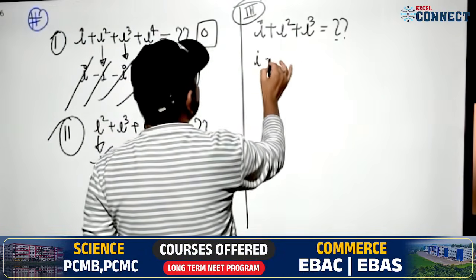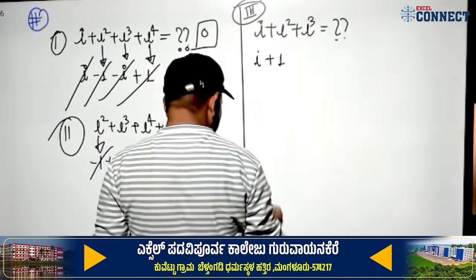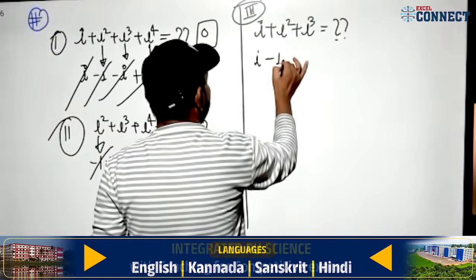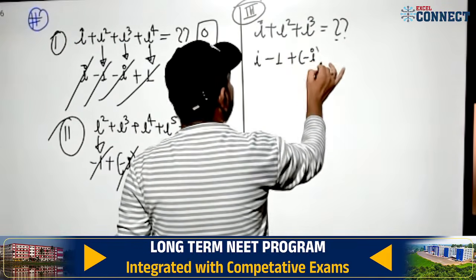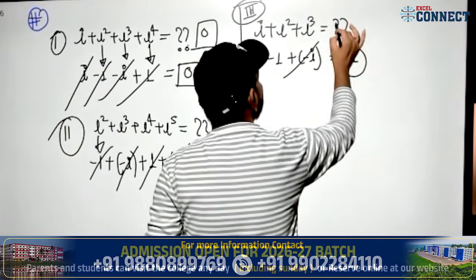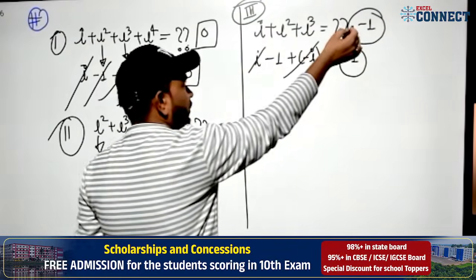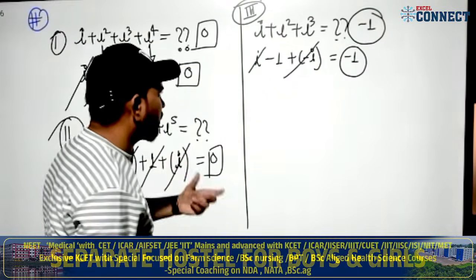Minus 1. Okay, see. Here is iota only. Iota square is minus 1. Iota cube is minus iota. This cancels. So what is this? Minus 1. So here it is not 0. What is this? Minus 1. So here it is also consecutive, but not 0. So actually the consecutive concept is correct.